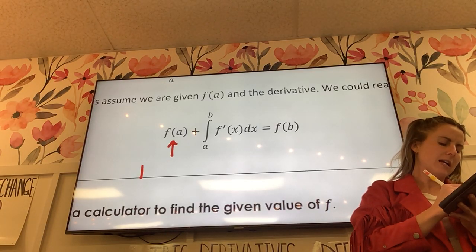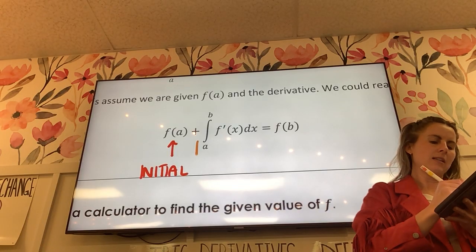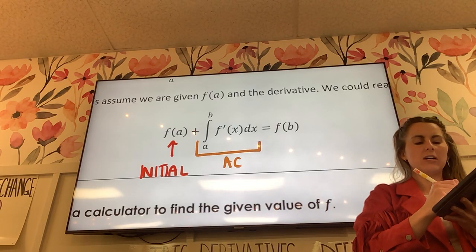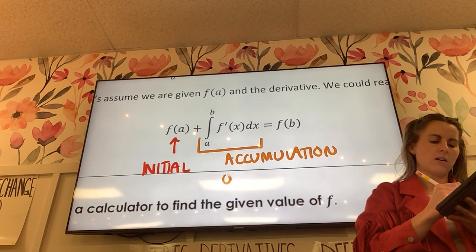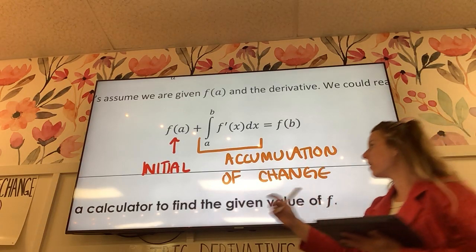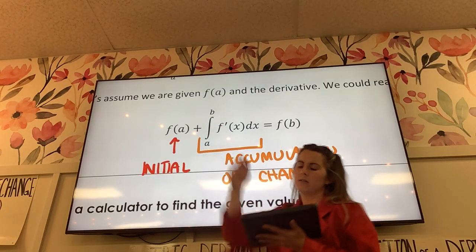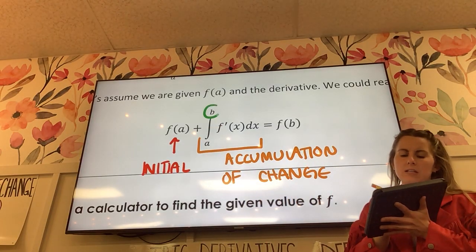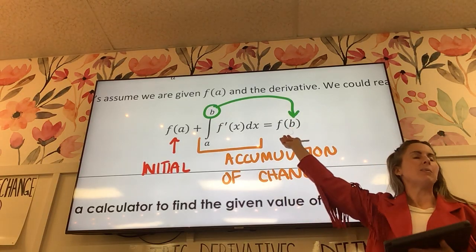that this is your initial value. This right here is your accumulation of change from your initial value to whatever point we're trying to figure out. So this is what we're trying to figure out. And that will actually give me a specific point.